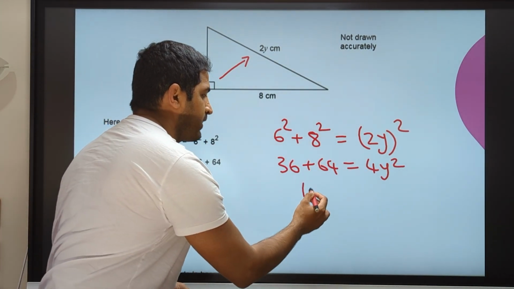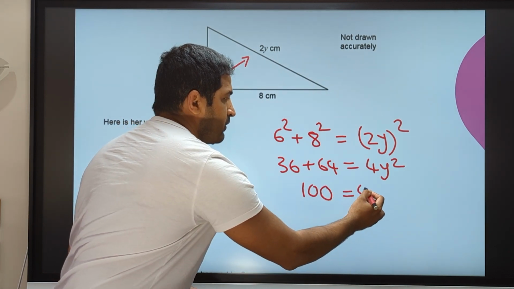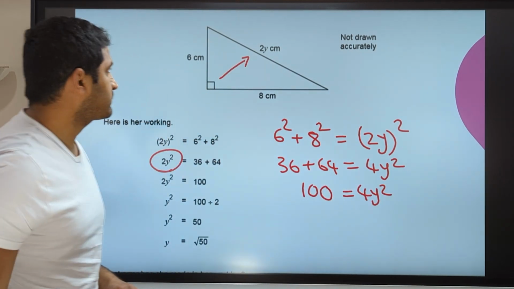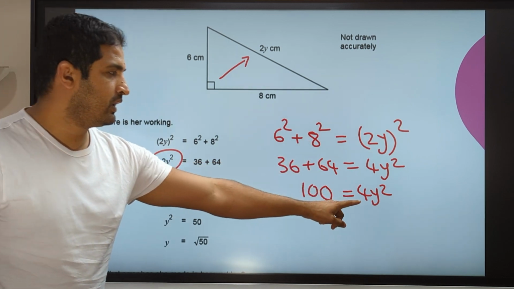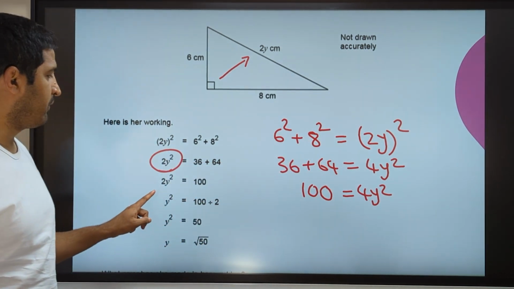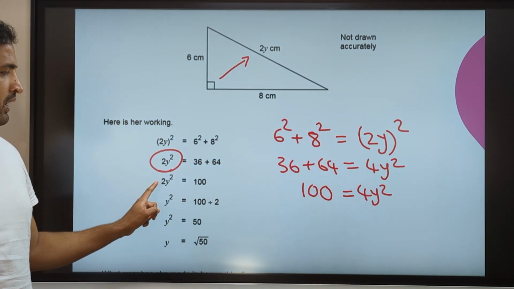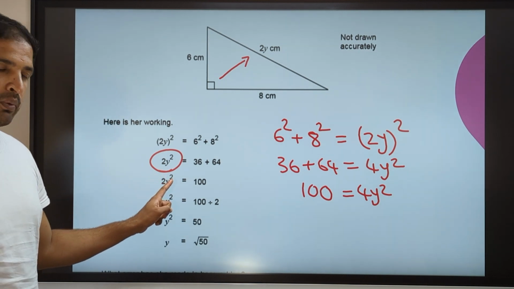And then you can say, okay, that's 100 equal to 4y squared. Then what we need to do, okay, we divide both sides by 4. And here they added 2, which is wrong because this is 2 times y squared.